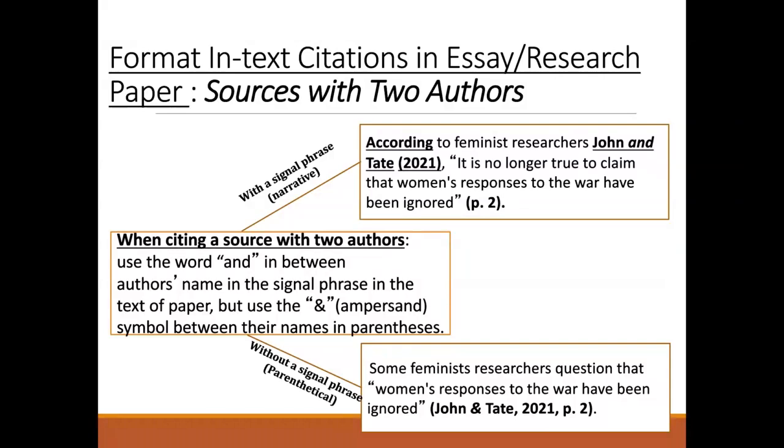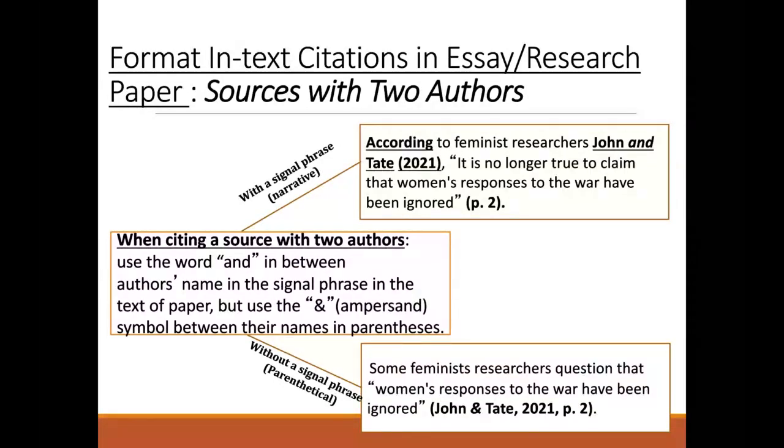So we have the different ways that you can do the in-text citation. Let's take a look at the first one. I did direct quoting here as an example. We have "according," that's our signal verb that we're using to help elevate our writing in our research paper. "According to feminist researchers John and Tate, 2021," as we see in parentheses, "it is no longer true to claim that women's responses to war have been ignored." We have that quote in quotations, then the page number because it's a direct quote. The reason we have "and" spelled out is because this is a narrative in-text citation, so we're using it as a sentence. That's why we have to put "and," A-N-D.